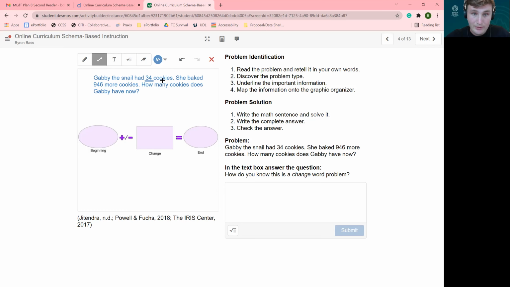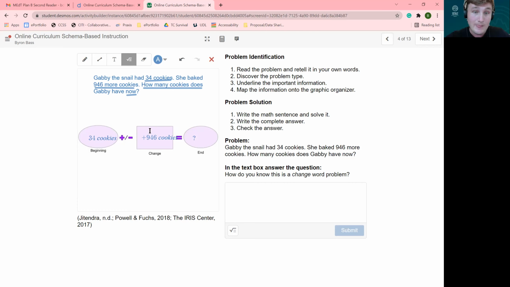So again, 34 cookies, 946 more cookies. And now we want to know how many cookies she has now, right? So mapping our information will look very similar. We start with 34. Our change was plus 946. But our ending value, we don't know. It's asking us how many. So we would tell students to put a question mark or something that shows that we don't quite know how many we have.